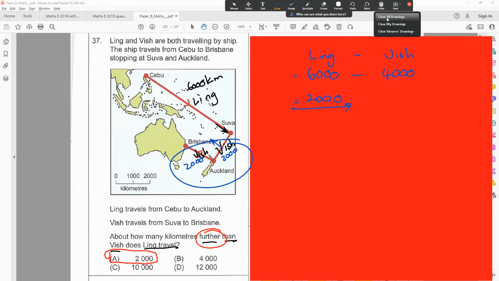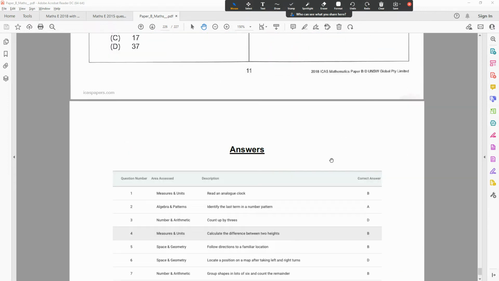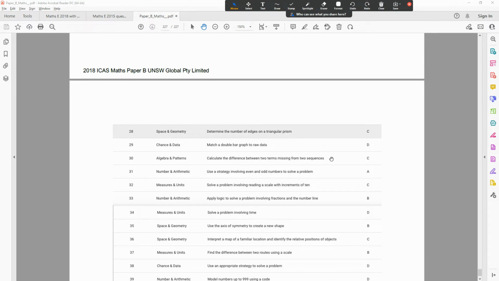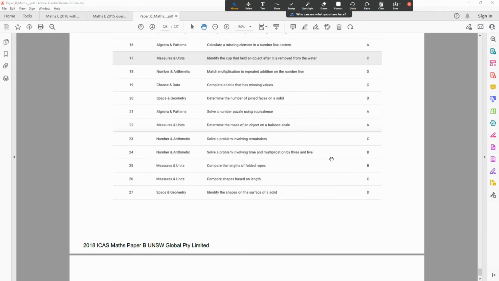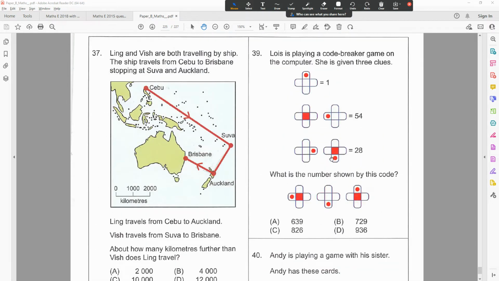We'll try one more question now. Let's have a look at the answer for question 39. The answer for question 39 is D. Model numbers up to 999 using a code. For 39, the answer is D. So you can quickly just mark that. If you did that, you didn't have to do 39, but if you did it because you had enough time, that was the answer. The answer was D.